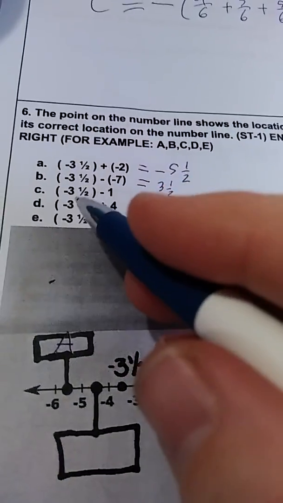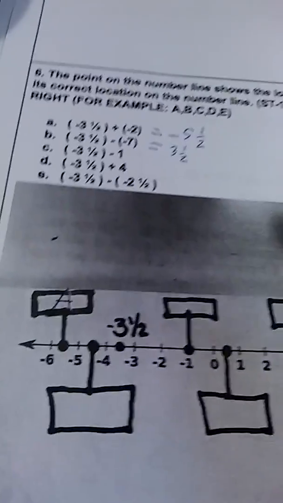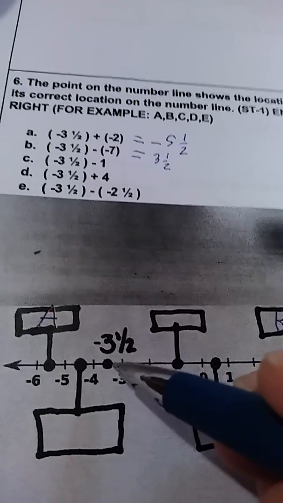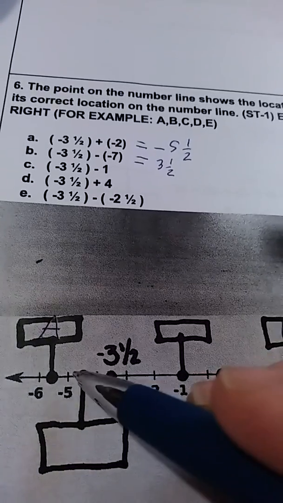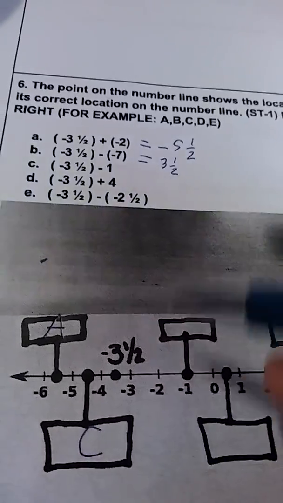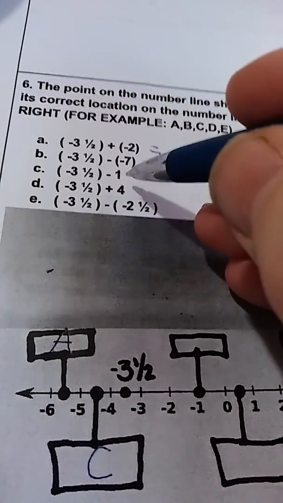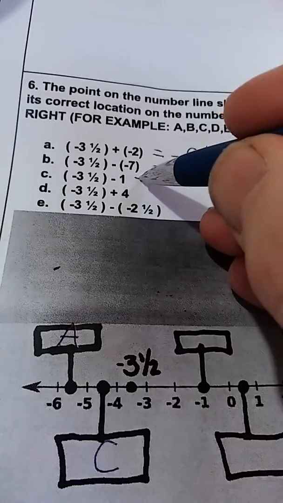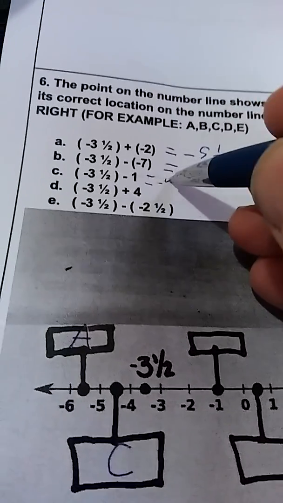Okay, the next one says negative 3.5 minus 1. Well, we've got negative 3.5 as our starting point. We're just going down 1. So there we are at negative 4.5. That's C. And that makes sense. Negative 3.5 made 1 more negative is negative 4.5.